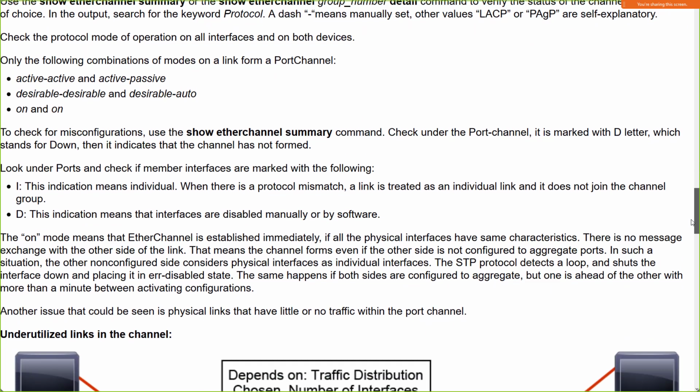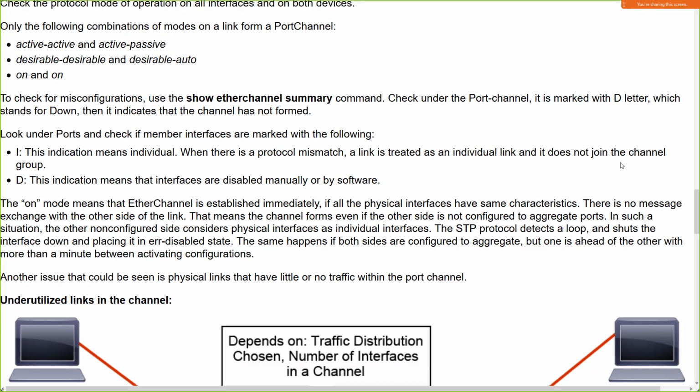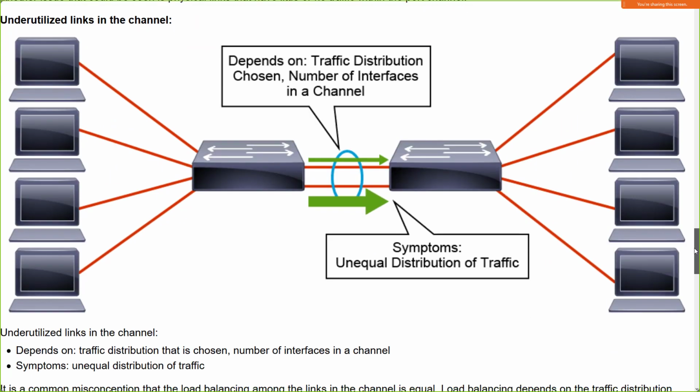Active should work, active passive should work, desirable should work, desirable auto should work, and on should work. D would indicate that the EtherChannel is down. You might see that from time to time if there's a protocol mismatch, or maybe you're running a different encapsulation, or there's some sort of issue with what's running on the interface. The port might move to independent mode, where it's basically operating as an independent port. And D, of course, means that the port is down. So there's several different options that we have to troubleshoot the EtherChannel.